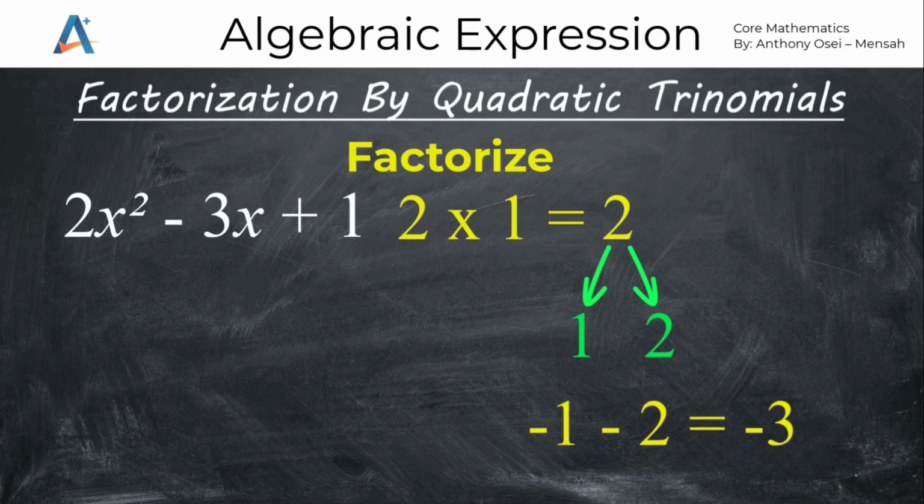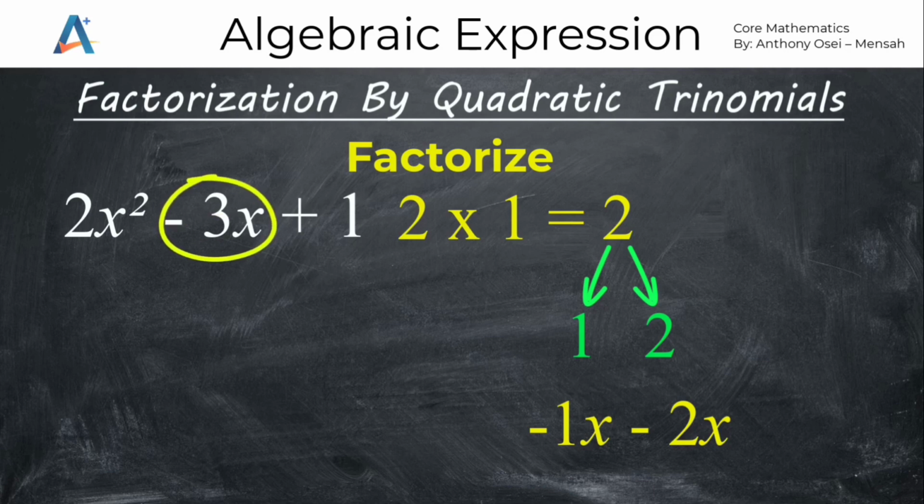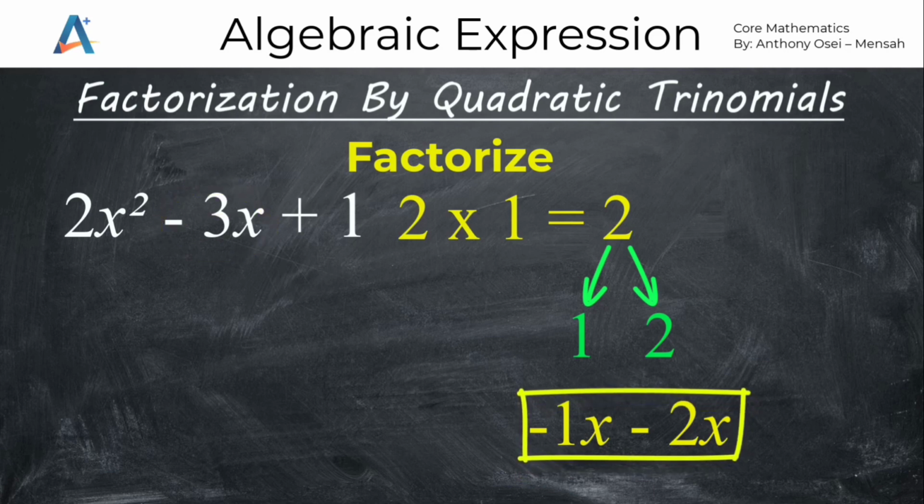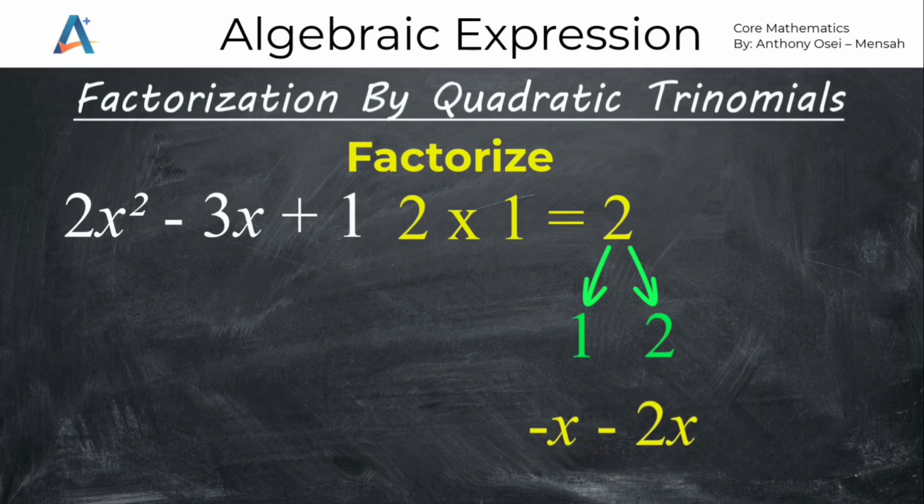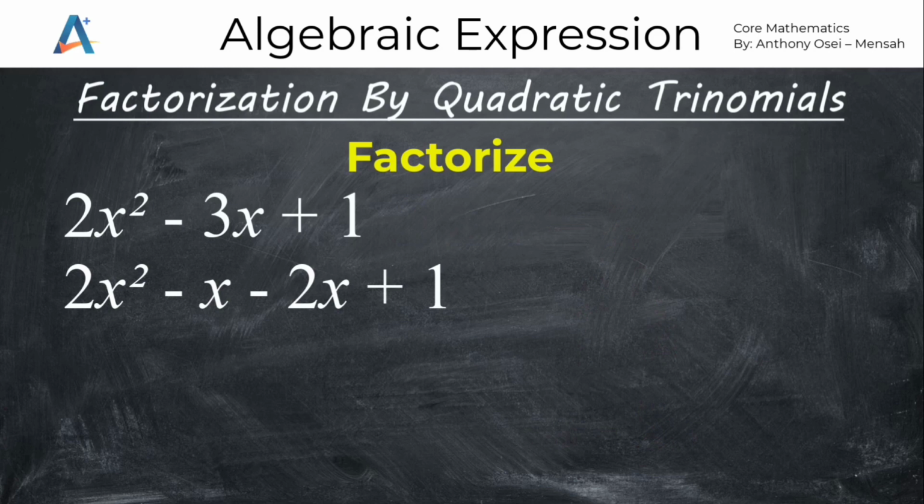Then we have to check the variable attached to it. So we now need to convert it into minus x, which is minus 1x, and then minus 2x. That is to say, I'll replace the term here with the variable, which is x from the board. So minus 1x minus 2x, which will be minus x minus 2x. Let us substitute it in place of minus 3x. So the whole expression becomes 2x squared minus x, then minus 2x, then finally plus 1.